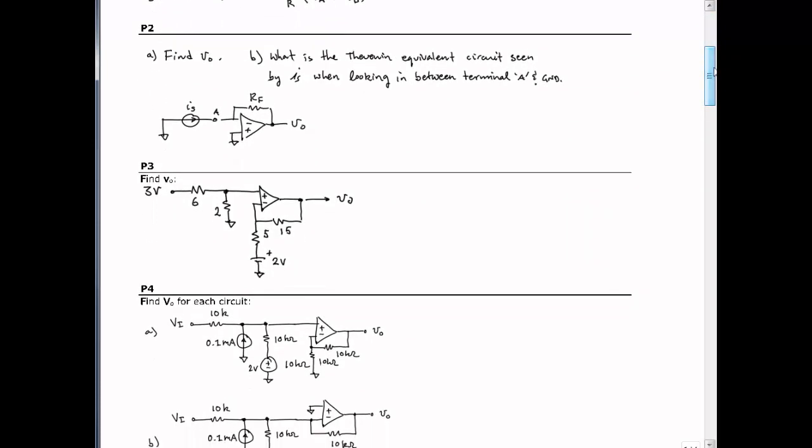Okay, problem 2. First, you are to find VO. So this one is easier. This part here might be a little bit more difficult, and we'll perhaps have to talk a little bit about that in class, but I can give you a tip on it. So find VO. Again here, this is different, right? We haven't looked at any current sources yet.